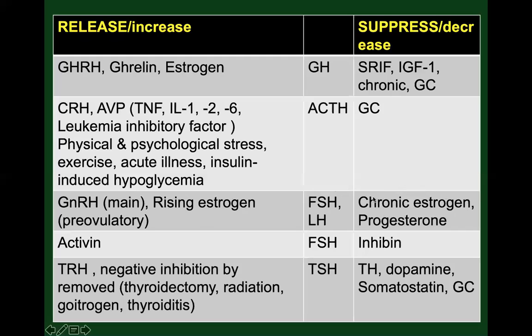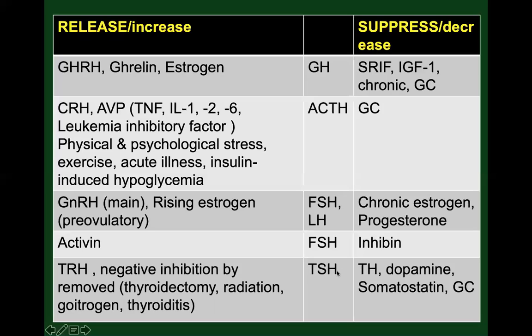This chronic estrogen and progesterone is actually one of the reasons why OCP would suppress your gonadotropins, causing its effect of not having any ovulation. Another factor would be activin, but this is mainly for your follicle stimulating hormone. And it also has its inhibitory factor, which is inhibin.